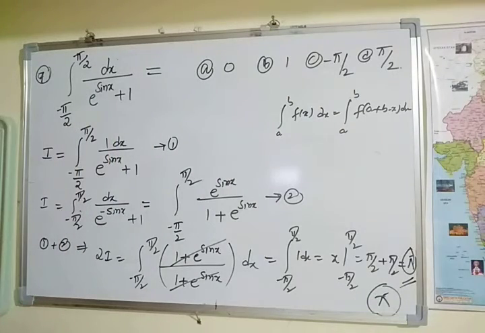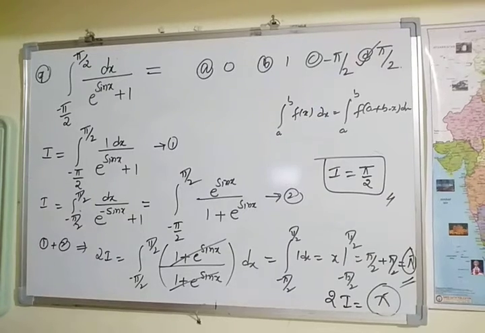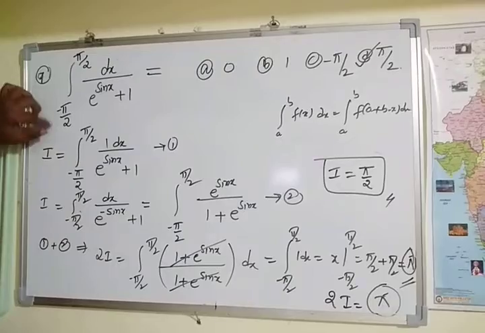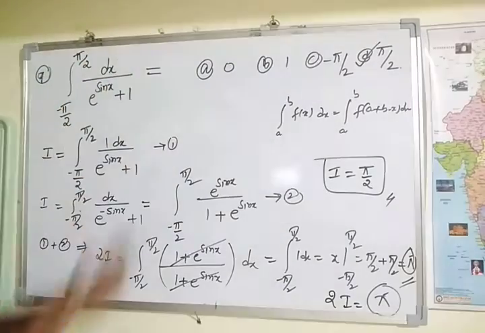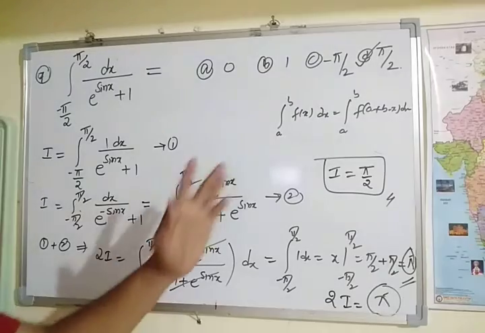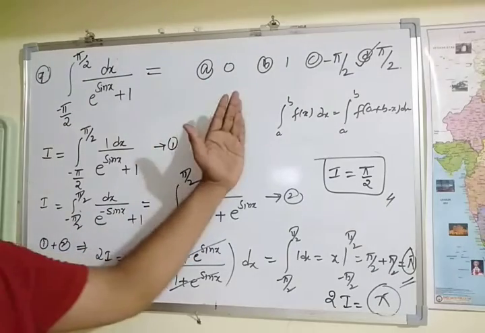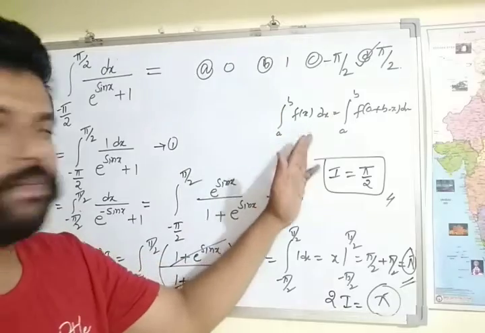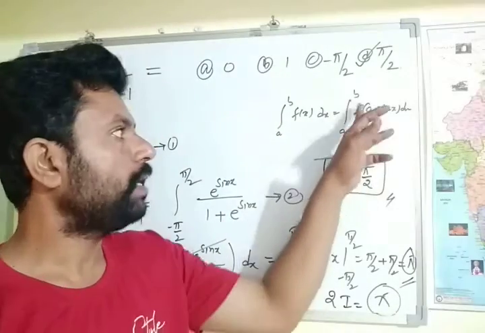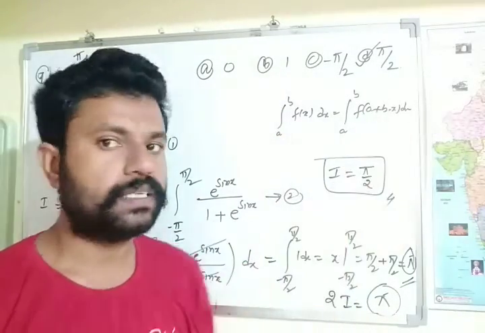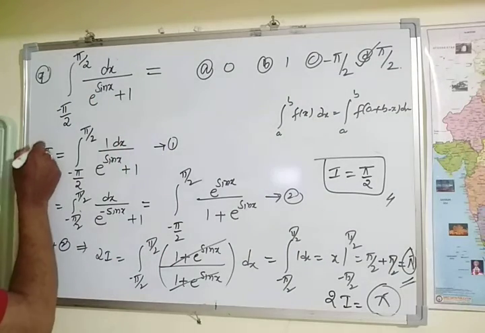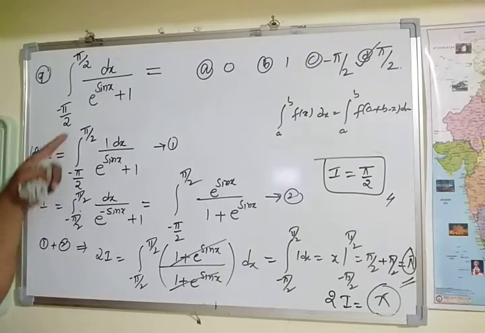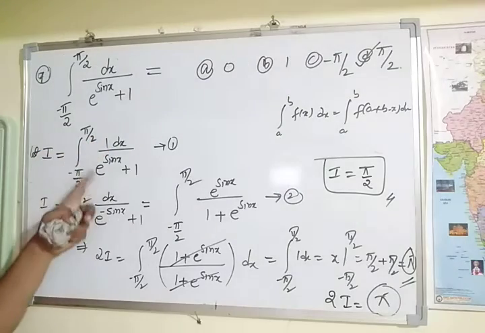See, now here we have integral of minus pi by 2 to pi by 2 dx divided by e to the power sin x plus 1 is, here we have 4 options, 0, 1, minus pi by 2, pi by 2. See, now here we use the property integral of a to b f of x into dx is equal to integral of a to b f of a plus b minus x into dx. See, now here let I be equal to the given integral, minus pi by 2 to pi by 2, dx divided by e to the power sin x plus 1.